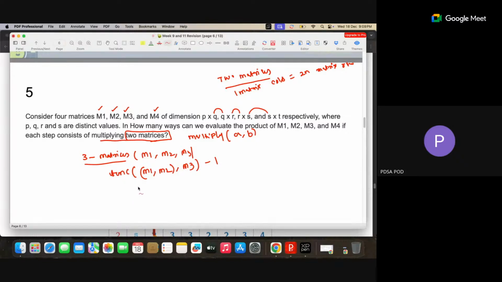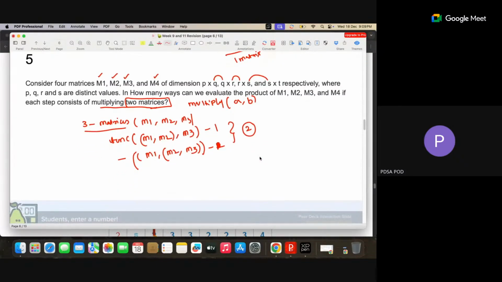Another way is there, with the same function. For M1, M2, M3, first we multiply M2 and M3, and whatever result we get, we multiply with M1. This is the second way. Is it right? Yes. So totally there are two different ways to multiply three matrices.